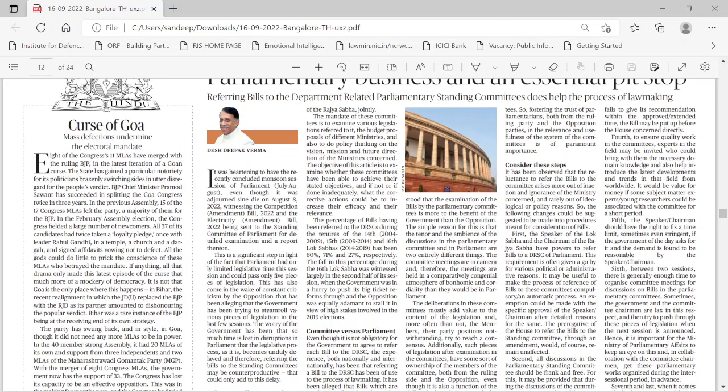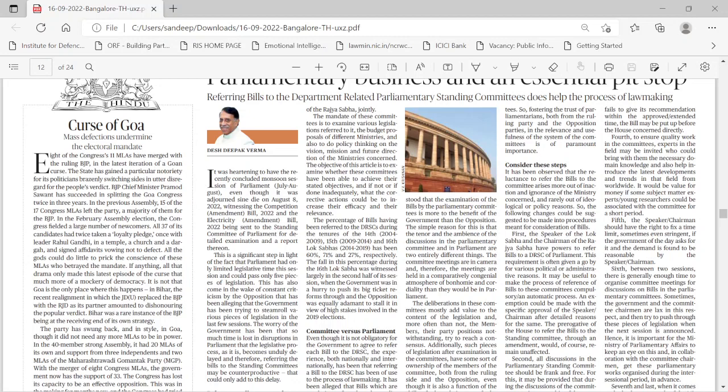Opposition is protesting against these bills after passing the bills. Below this you write, role of parliamentary committees.